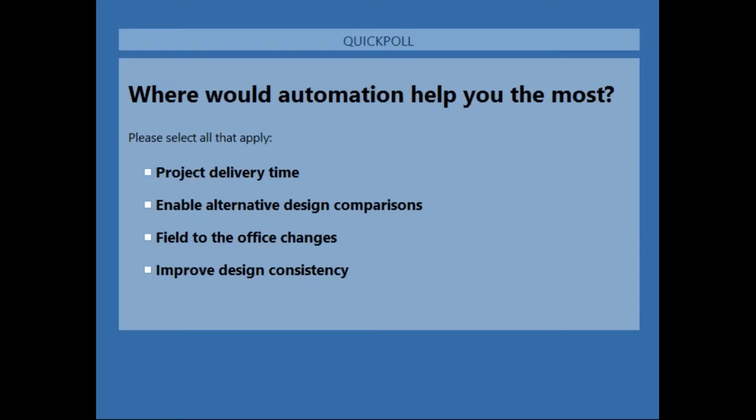So the next one is, we're going to be talking about some of the tools that GIS offers, and specifically some of the ones that 3GIS has. So where would automation help you the most? Is it in project delivery time? Maybe that's your hot button. Or would it be enabling alternative design comparisons? Give you a chance to look at various scenarios. Field to office changes. That came in pretty high last time. Or improve design consistency. So out of these, which do you think automation would help you absolutely the most?